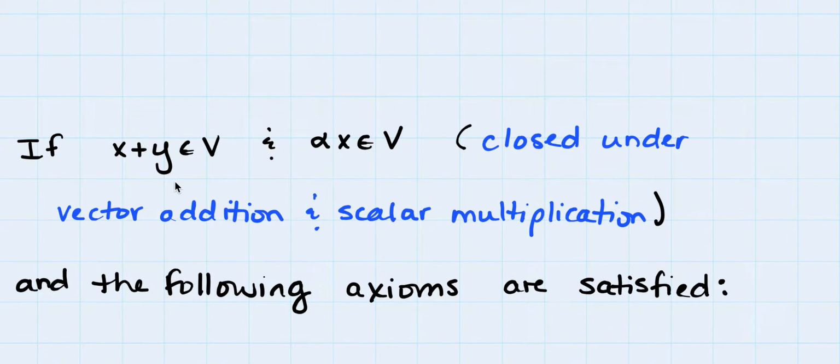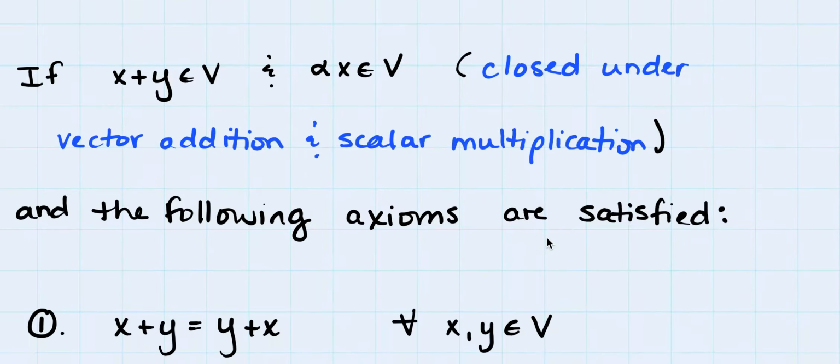The first two properties involve vector addition and scalar multiplication. That for any vectors x and y, the sum belongs to the space V. That for any vector x in your space V, alpha times x is a vector and it also belongs to V. We call this closed under vector addition and scalar multiplication. And then we have 8 more properties.